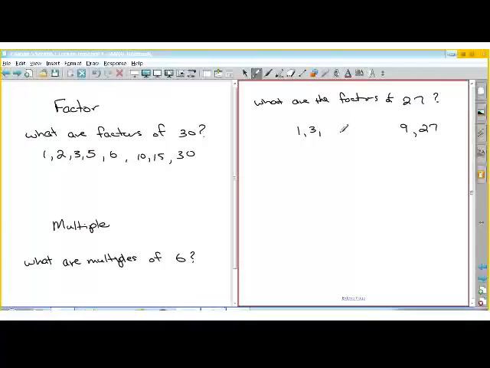5 is not going to work. 6 is not going to work. And when you get about halfway in between, you say, I'm done. So the factors of 27 are just 1, 3, 9, and 27.